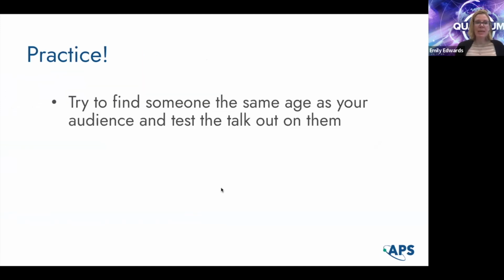One of the ways that you can be successful in science communication is to practice. In this case, if you can find people close in age, or find a teacher, especially, teachers are really good at level setting because they know their students best. But if you can, also give your talk practice on a younger audience. That will really tell you if you're at the right level.